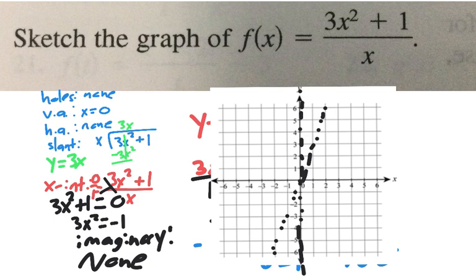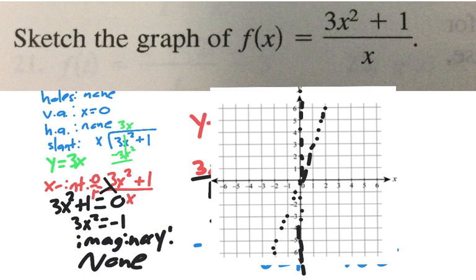When I found my x-intercepts, I'm going to get 3x squared equals negative 1. I divide by 3. Then I'm going to take a square root of a negative number, which is going to give me an imaginary root, which means there are no x-intercepts. I can't graph an imaginary root, so we're just going to say there are no x-intercepts. Then y-intercept, when I plug in 0 for x, what happens? I get a divide by 0 error, which means there are no y-intercepts.